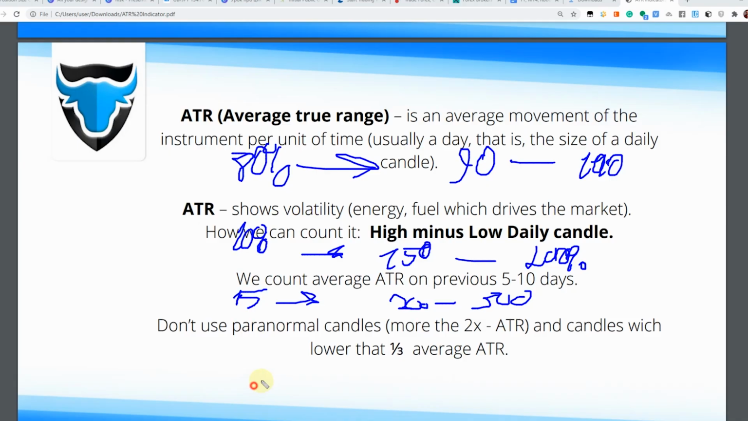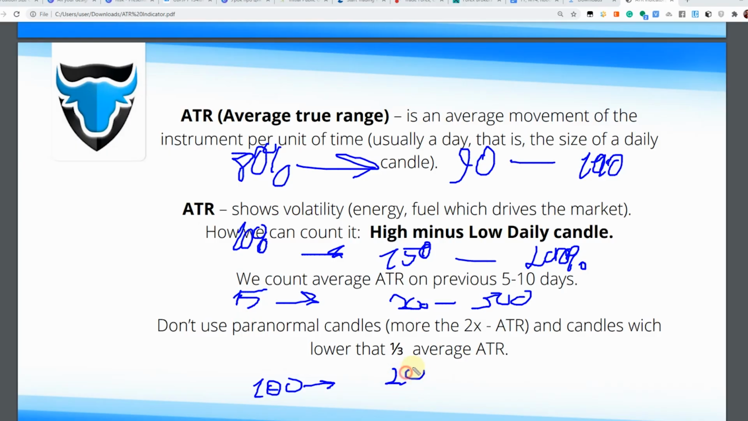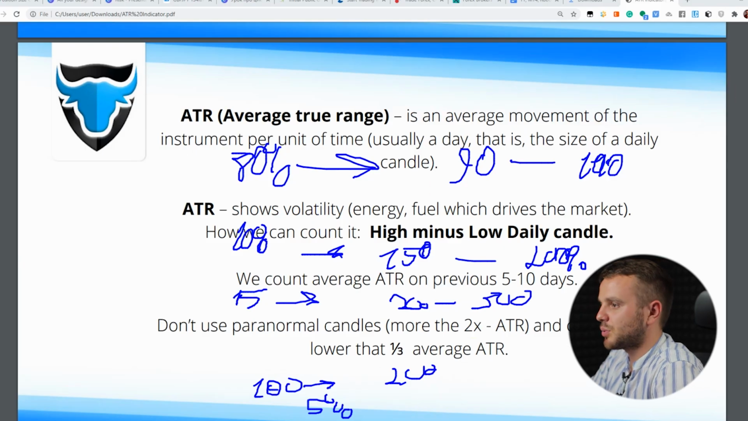What does it mean, 200-300%? Example, Euro USD moves per day 100 pips. There would be only very rare days where Euro USD will move 200 pips per day, and there would be really fewer days, like 5% per year, when price will move 300 pips per day, something like that. It's triple ATR. It's just an example. That's why, let's go.